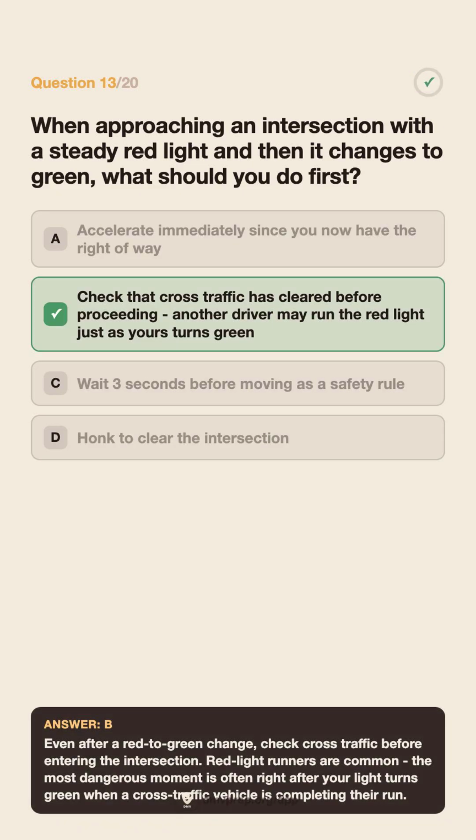The correct answer is B. Even after a red to green change, check cross traffic before entering the intersection. Red light runners are common. The most dangerous moment is often right after your light turns green when a cross-traffic vehicle is completing their run.